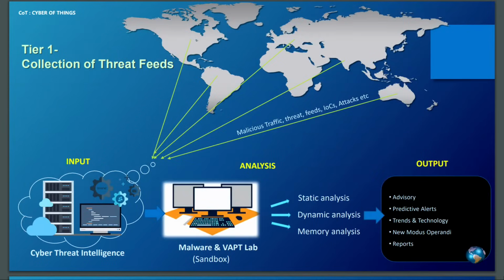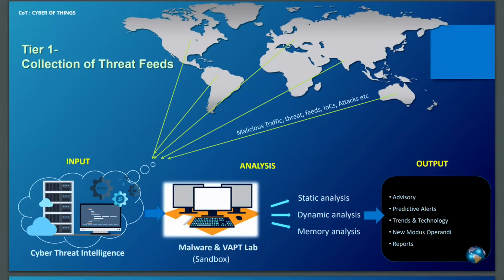So now a simple example in a very quick shot. Inputs, analysis and output. One is cyber threat intelligence, where we collect all the threat feeds from indicators, from the malicious traffic, from the threats, from the IOC, from the attack. Analysis is where we should have some lab, some sort of mechanism where we do static analysis, dynamic analysis, and memory analysis. When we have a huge amount of data, there should be some mechanism to study this information. That is the analysis part.